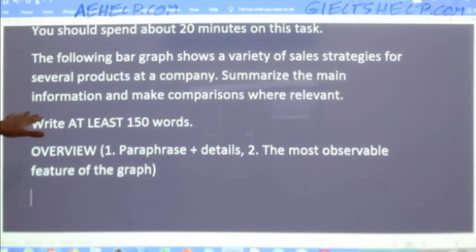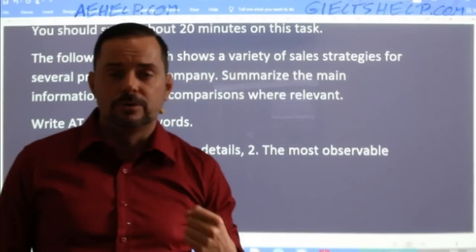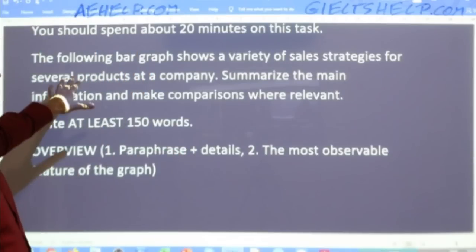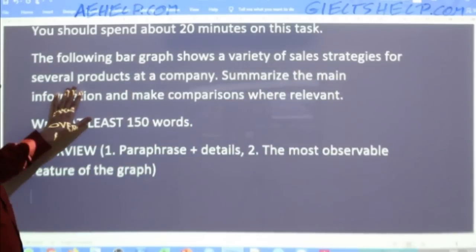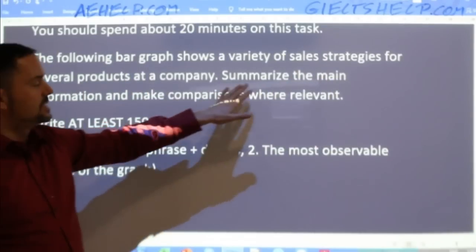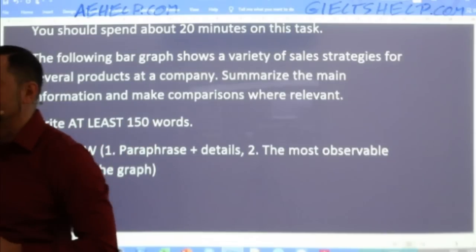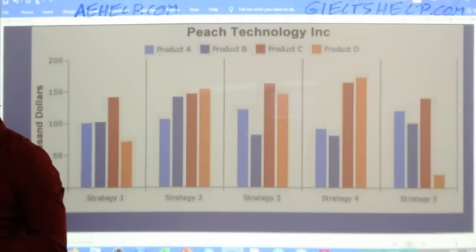So here we go. The following bar graph shows a variety. So do it now, members. So do the paraphrasing, add those details. The following bar graph shows a variety of sales strategies for several products at a company. Summarize the main information and make comparisons where relevant. Hi, Roshni. Welcome aboard just in time.